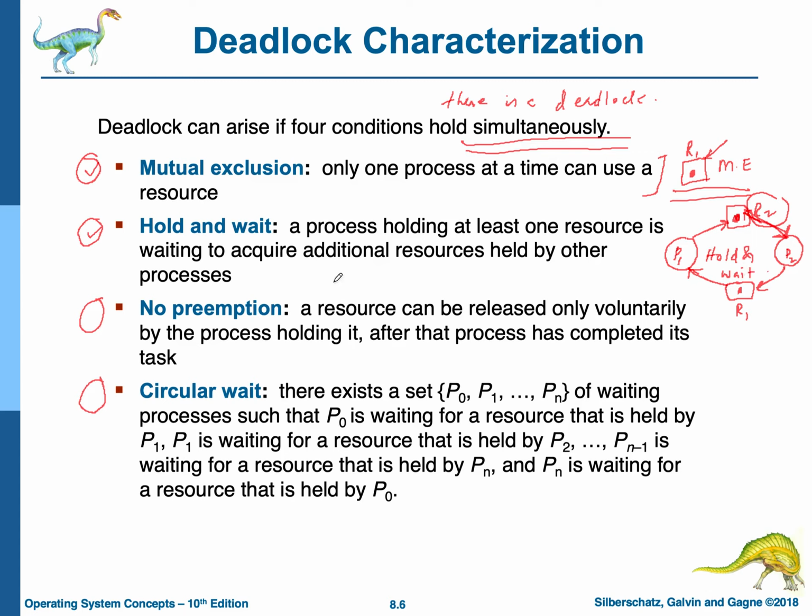Now let's proceed with the third condition, no preemption. For example, if this P1 is non-interruptible, no preemption means non-interruptible, means this process cannot be split or divided into multiple tasks, right? This is the whole process. It should be executed atomically.